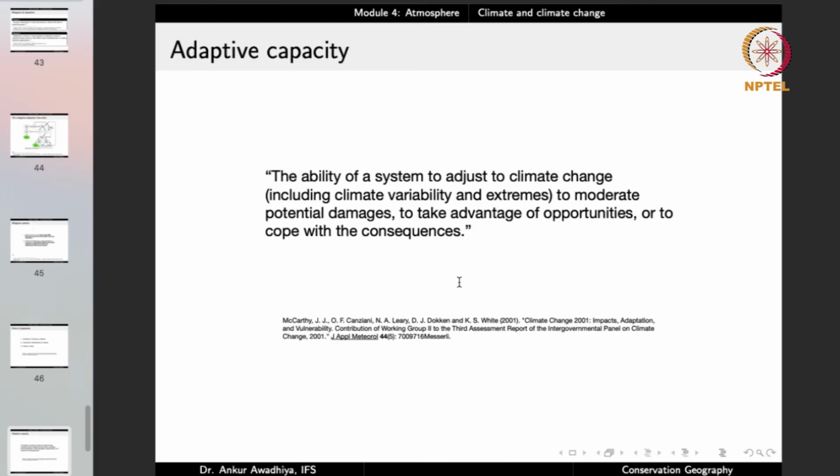And in this context, we can talk about the adaptive capacity, which is the ability of a system to adjust to climate change, including climate variability and extremes, to moderate the potential damages, or to take advantage of opportunities, or to cope with the consequences. That is, it is the capacity of a system to adapt. And a system may not always have the capacity to adapt. You can have a system that is so near the threshold that there is no more adaptation that is possible.